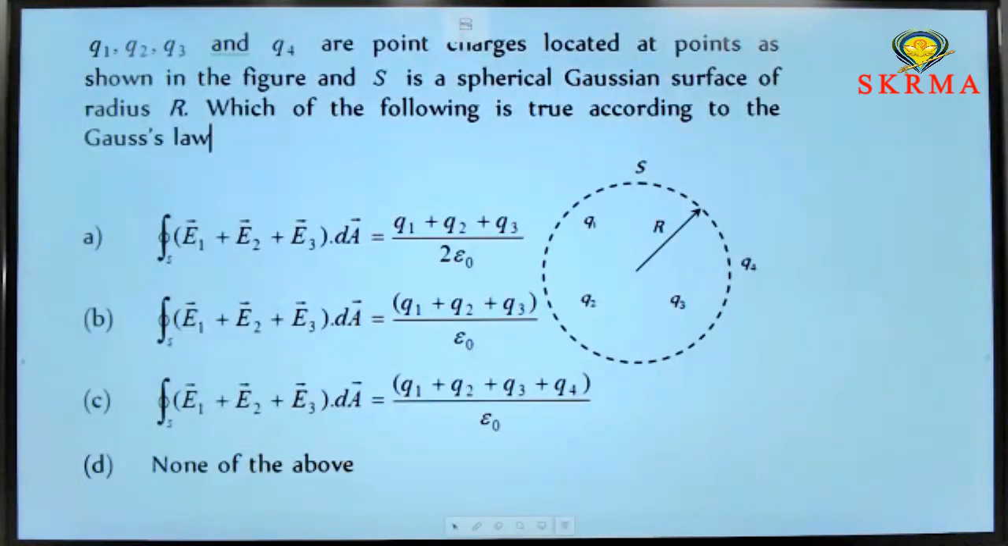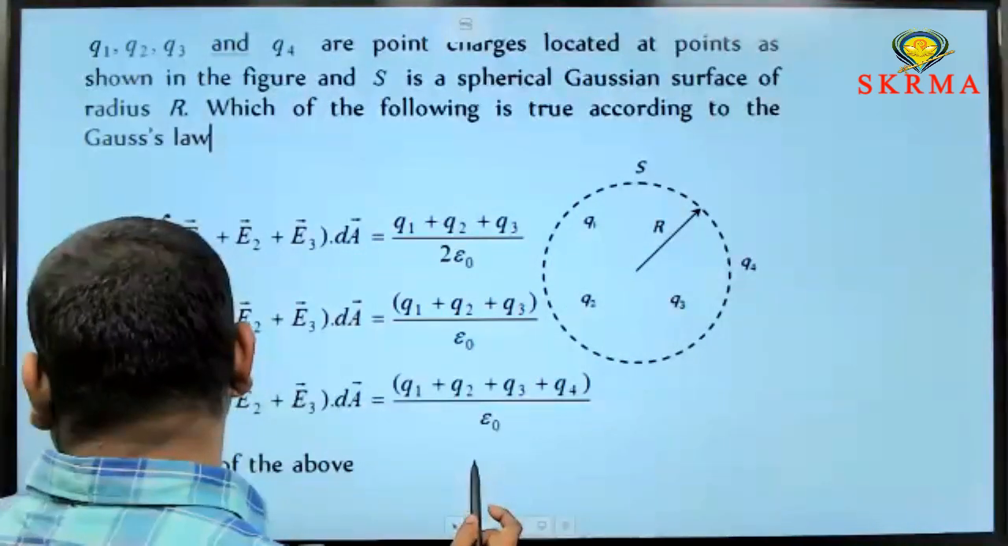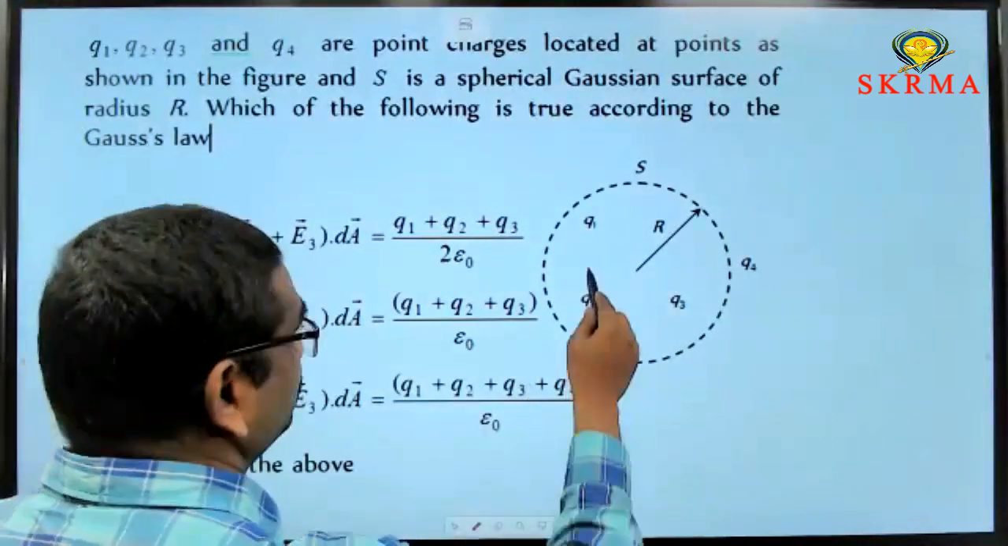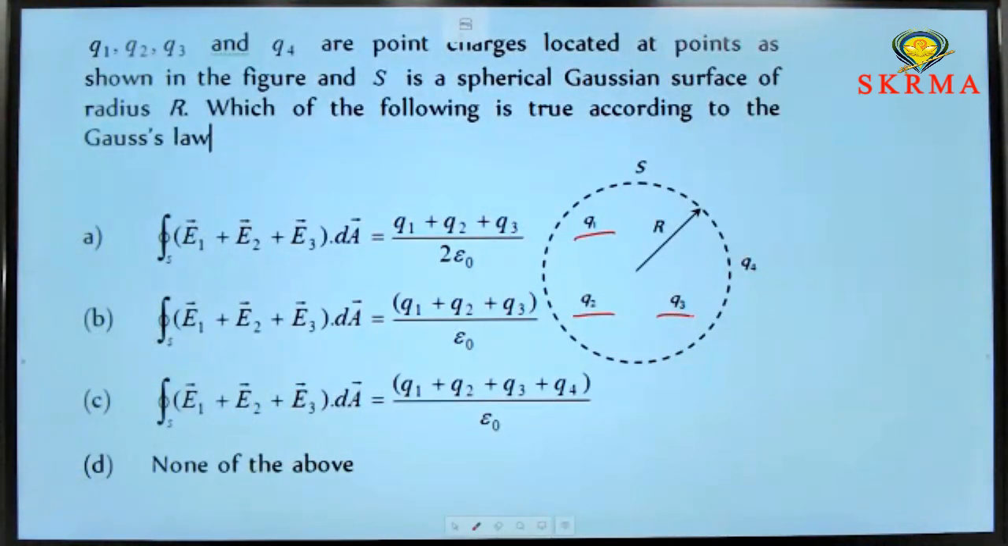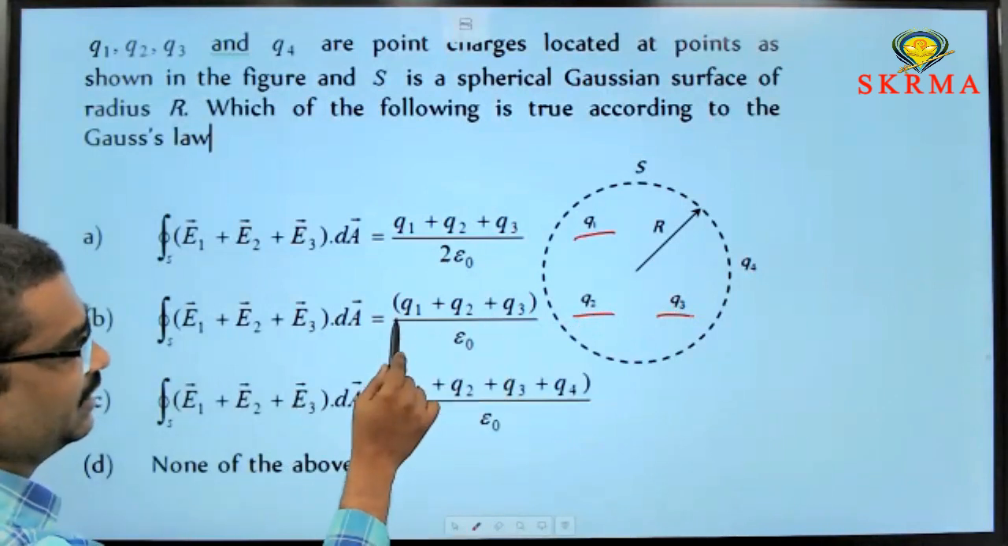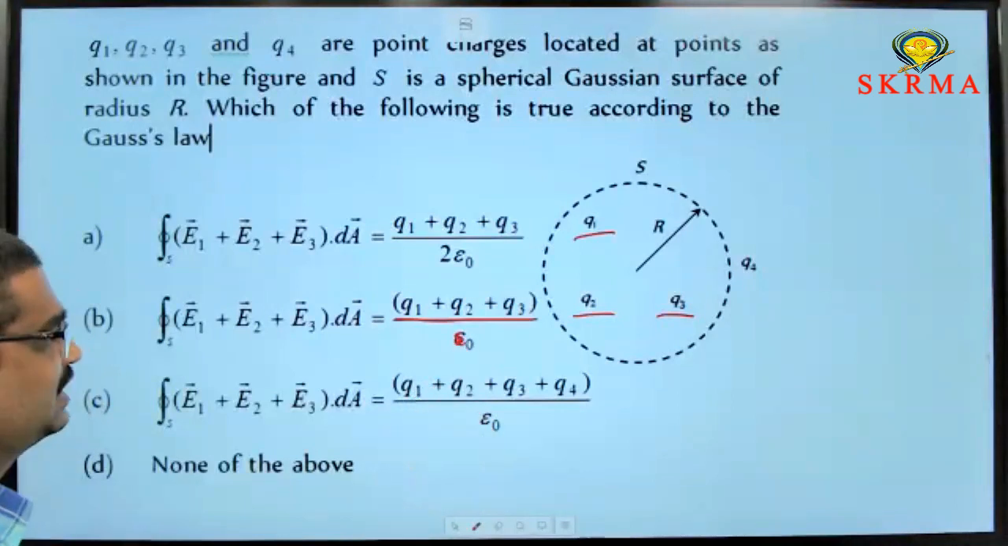Sir, here within the surface, how many charges are there? Only Q1, Q2 and Q3. Q1 is inside, Q2 inside, Q3 inside, but Q4 is outside. So according to Gauss law, how many charges do we need to choose? Only the charges within the surface. So only Q1, Q2, Q3 are there. So Q1 plus Q2 plus Q3 by epsilon naught is the answer. That is the flux.